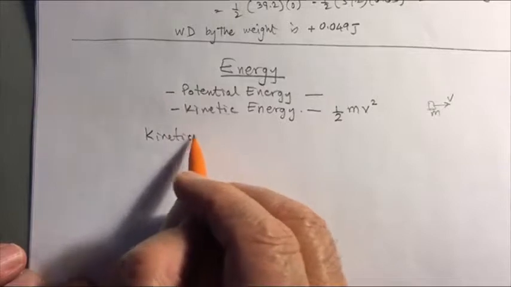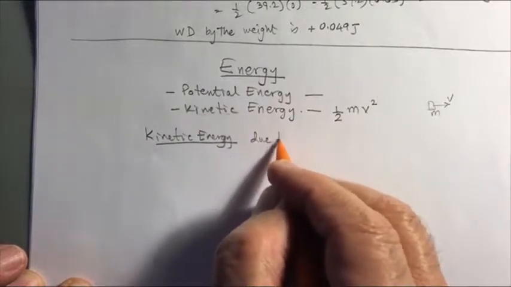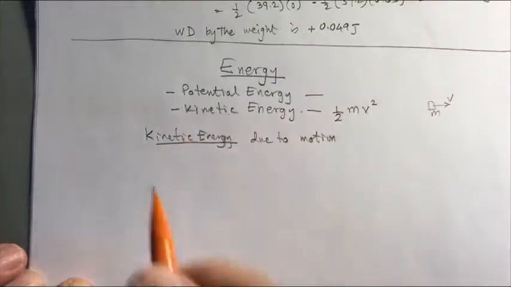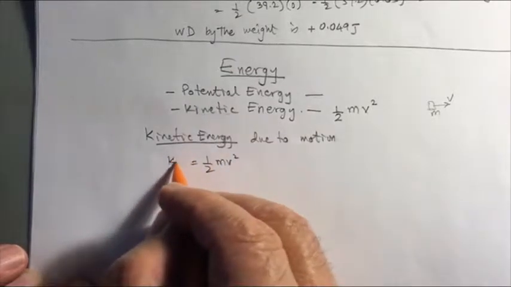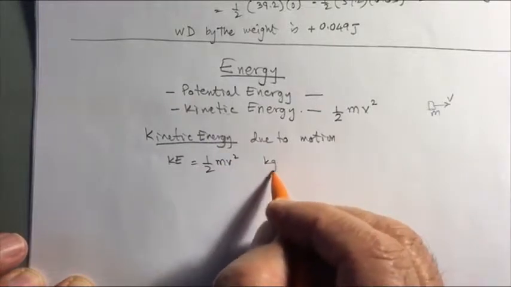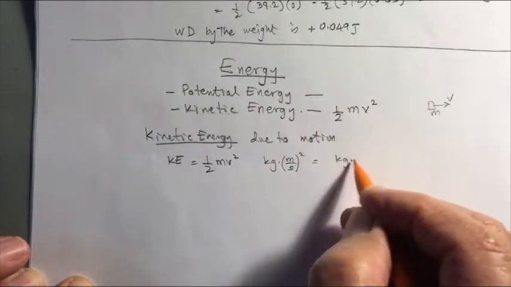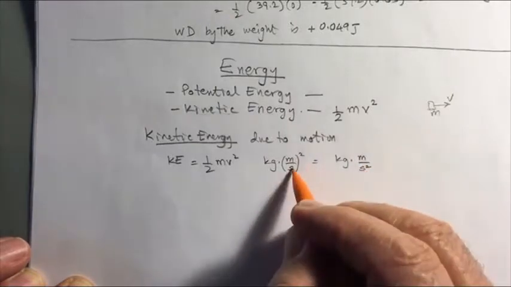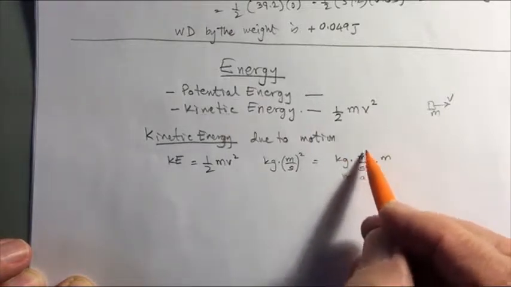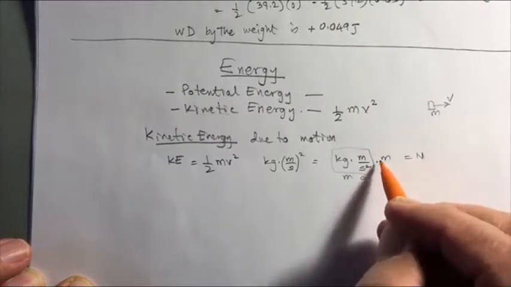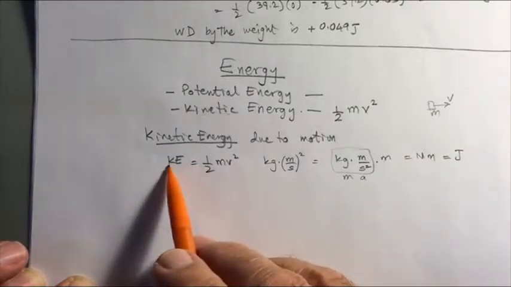So the kinetic energy is due to motion, and the name comes from there, and it's half mv squared. We can write it as KE, kinetic energy. The mass is in kilograms and the speed is in meters per second squared. So we can rewrite that as kilograms, one of the meters over second squared, and the other meter is here. So this becomes m, this becomes acceleration, so this becomes force, so that becomes newton meter, which is a joule. So the unit of kinetic energy is the joule.